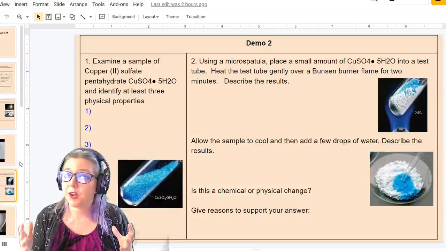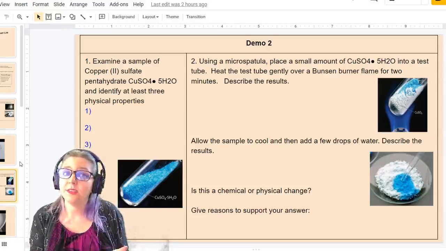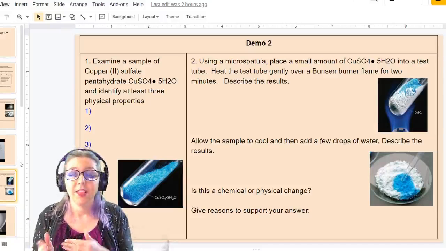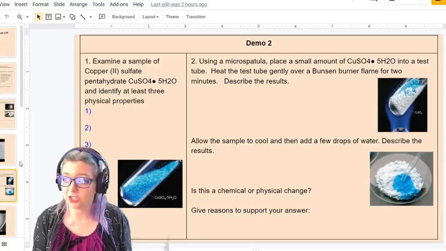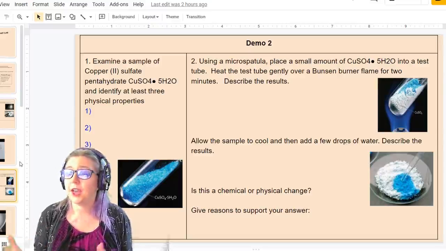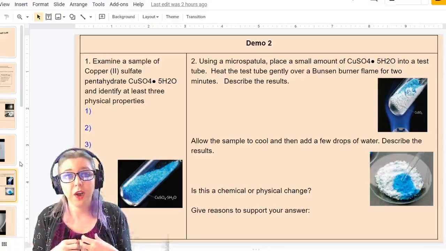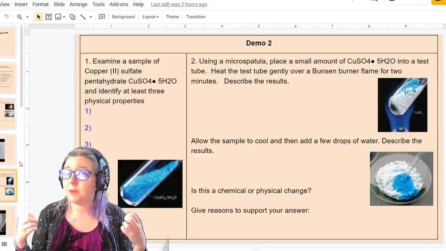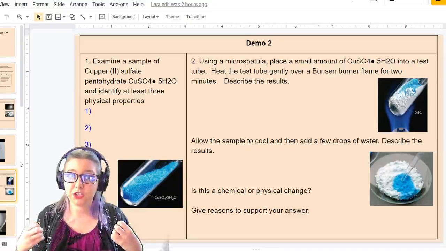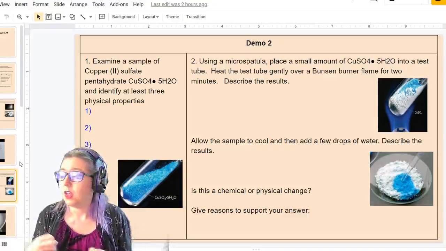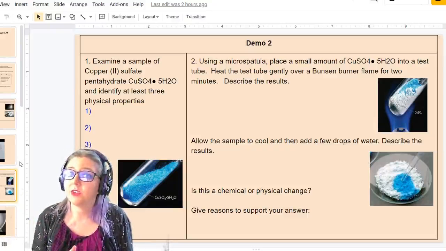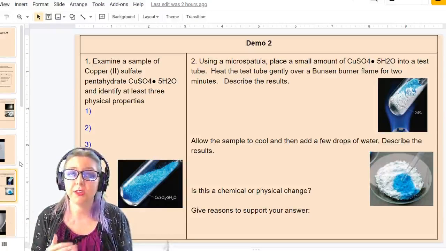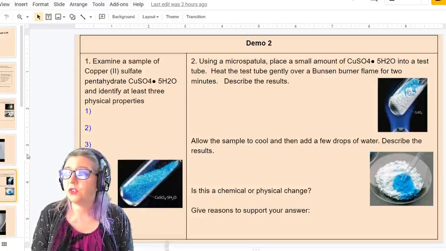Boiling or evaporating water is just taking it from one state of matter to another. That is a physical change. The chemical composition is not changed. Also, we had a mixture of copper sulfate and water. We separated that mixture. Anytime you separate a mixture, it's physical. And then at the end, we just remixed the water back in. It didn't create a new compound. It was just redoing that mixture. So demo 2 was a physical change.